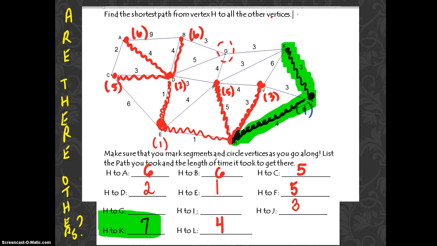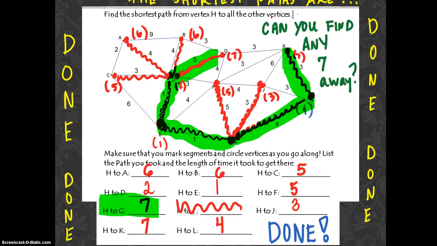There's one right there. We still need to visit vertex G. That's our only vertex left. Is there any way to get to vertex G in a length of 7? And there you have it. So we visited every vertex, and that is the shortest amount of time it takes to get to each of them. If I did ask you on the test, you would probably write down the various, like if I wanted to get to room G, you would list H, E, D, G.